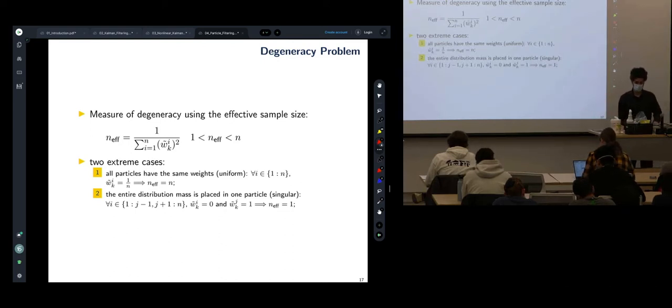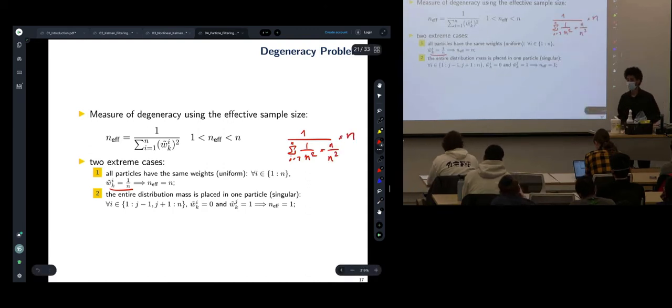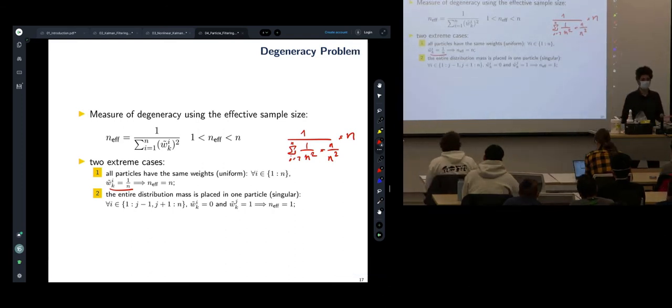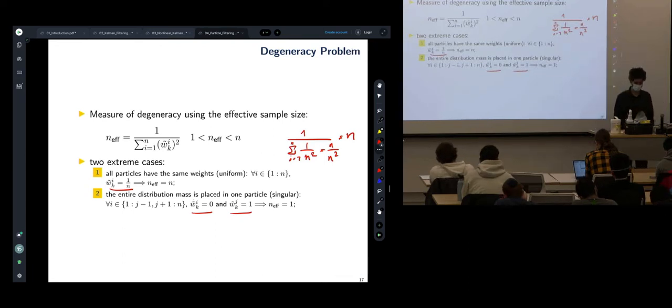In two extreme cases, if all the particles in the beginning have uniform weights, you get 1 over the sum of, which is n over n squared, right? This will give you n. So if all the particles have the same weight, basically the effective number of particles is all of them. You want all of them. If the entire distribution mass is placed on a single particle, which means all of them are 0 except one of them, the effective number of particles is 1. And that's what will happen. Those are the two extreme cases, and this formula will help you to monitor the degeneracy of the filter.